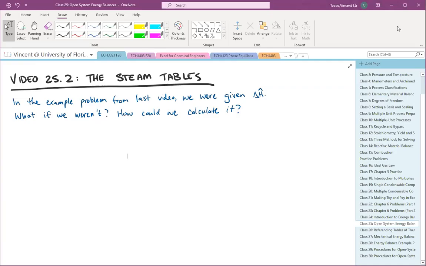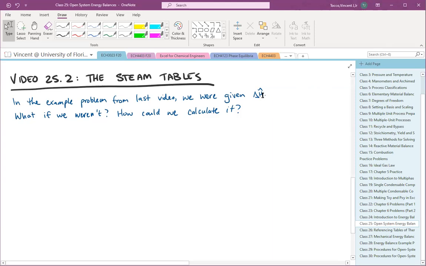In the last MEB video, we performed our very first example problem for an open system energy balance. And in the process of calculating how much heat we would have to add to the process unit, the problem statement was very forthcoming, and it gave us a value for delta H hat. However, most textbook problems will not give you a value for delta H hat, and certainly not in the real world will you ever be given what delta H is.